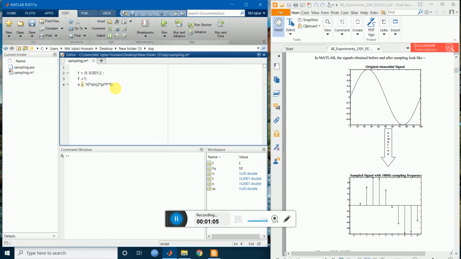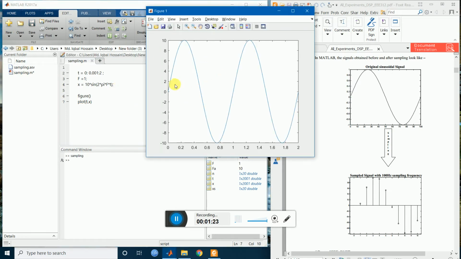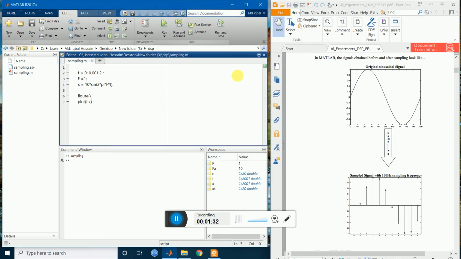Now let's plot the signal. Give it figure number out there. Let's plot this signal of t versus x. So let's see, run the code. This is the signal out there. This is continuous time signal, and I want to sample this signal. So let's go further.